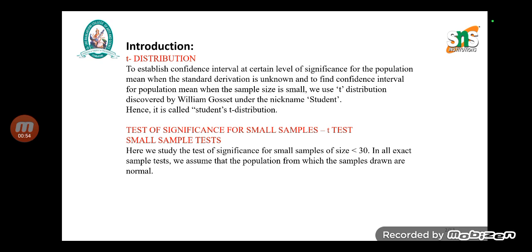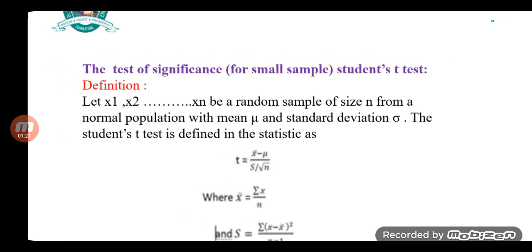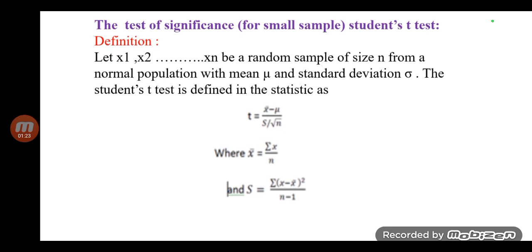Test of significance for small samples, t-test, that is small sample test. Here we study the test of significance for small samples of size less than 30. In all exact sample tests, we assume that the population from which the samples are drawn is normal. The test of significance for small sample student t-test.